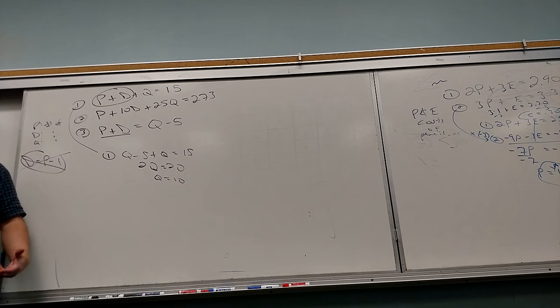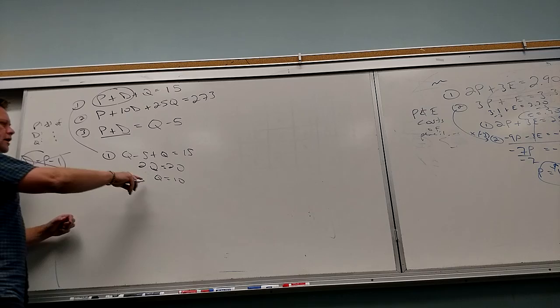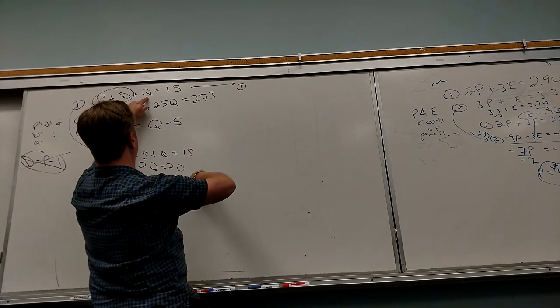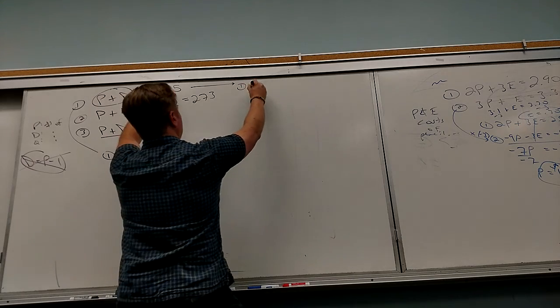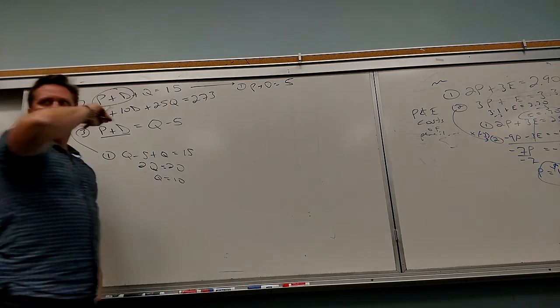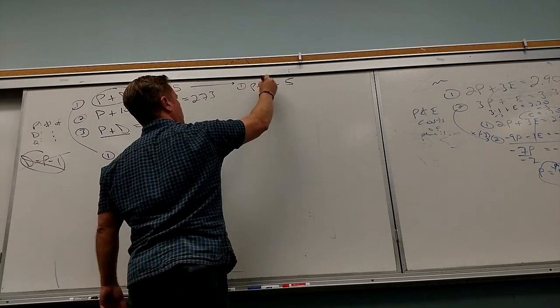But anyway, let me finish this out, and then we'll try to do it by the book way, so you can see what that looks like. So what does this first equation become then? If I put Q equal to 10 in, subtract 10, I get P plus D equals 5. Is that cool? P plus D equals 5. Should we write that better?